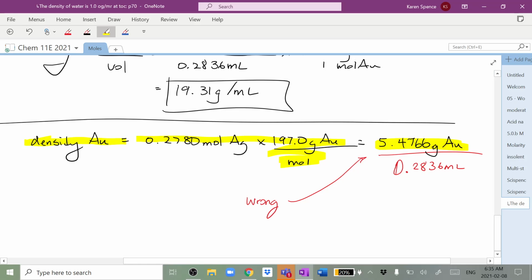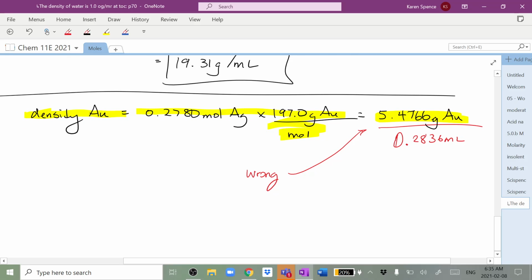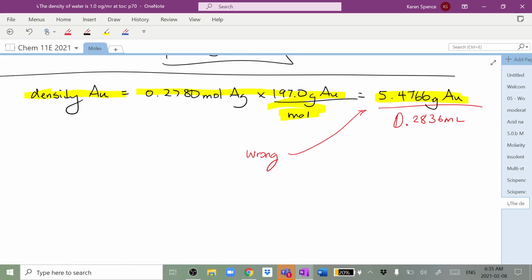5.4766 is not equal to 5.4766 divided by 0.2836. And if you want to, I can show you my lab book where I have marks taken off for that from university. And so yeah, it's important that you don't just chuck a division at the end of a conversion string. You can't do it because it makes things not equal. So don't do that. It is a bad thing to do.